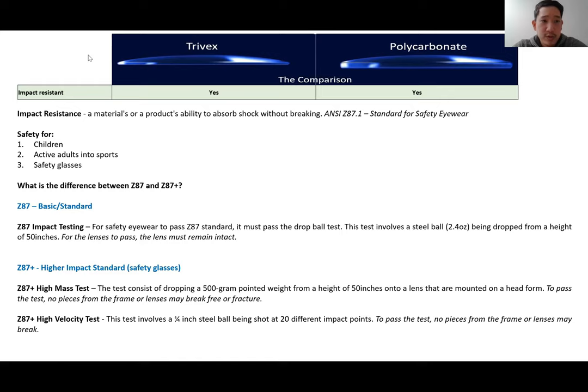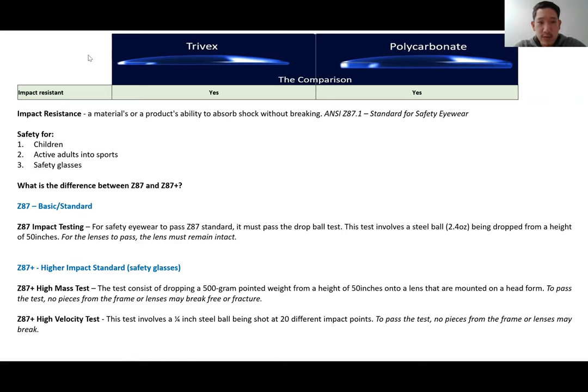So when we talk about impact resistance, both Trivex and polycarbonate lenses are considered to be impact resistant lenses. So what do we mean by a lens that is impact resistant? It is a material or product's ability to absorb shock without breaking. And this should pass the ANSI Z87.1, which is the standard for safety eyewear.